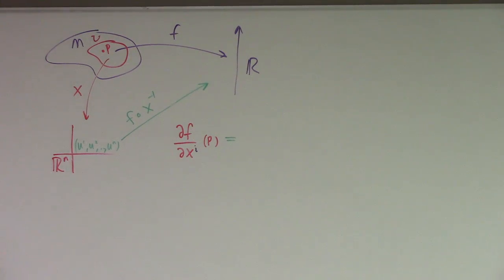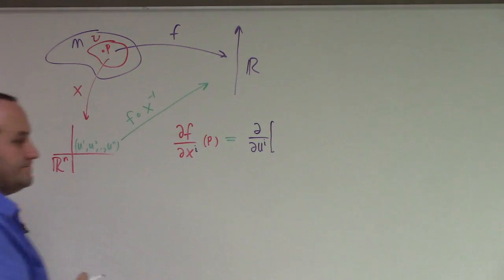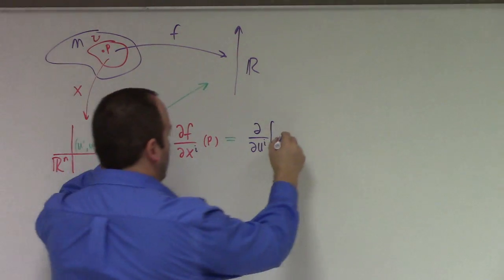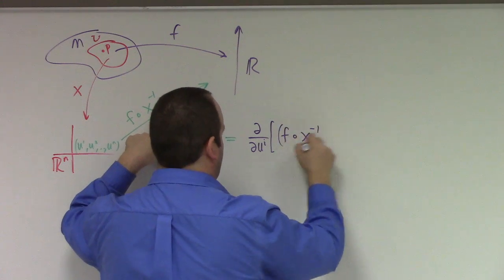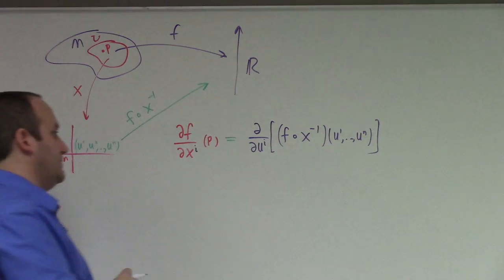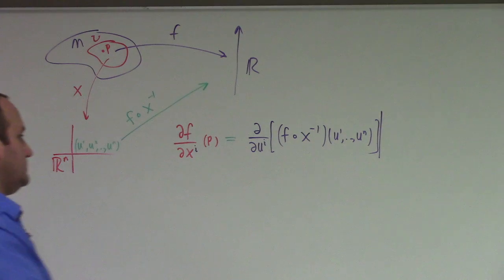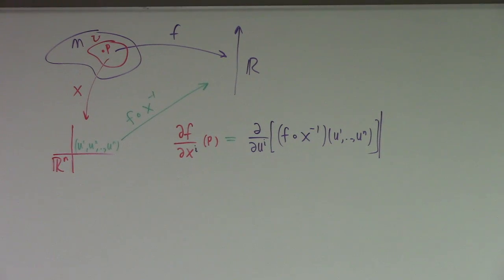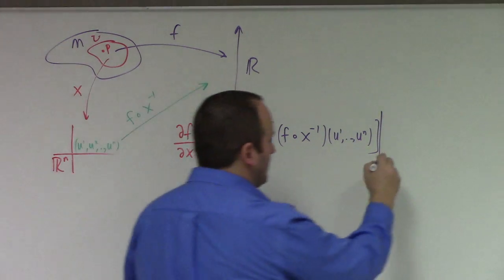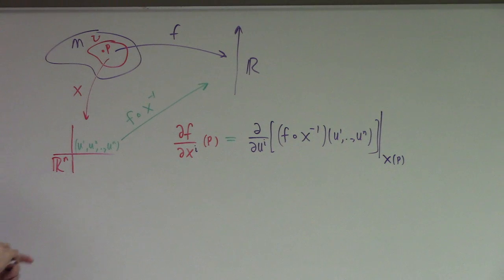Now that is by definition simply the following. It's partial u_i of this thing, of f composed with x inverse of u1 through un. And you evaluate that where? At x of p. Why does that have to be? It's because the thing we're evaluating is a function from Rn to R, so I have to evaluate at the corresponding point in Rn. And that's how you do it. That's the definition.